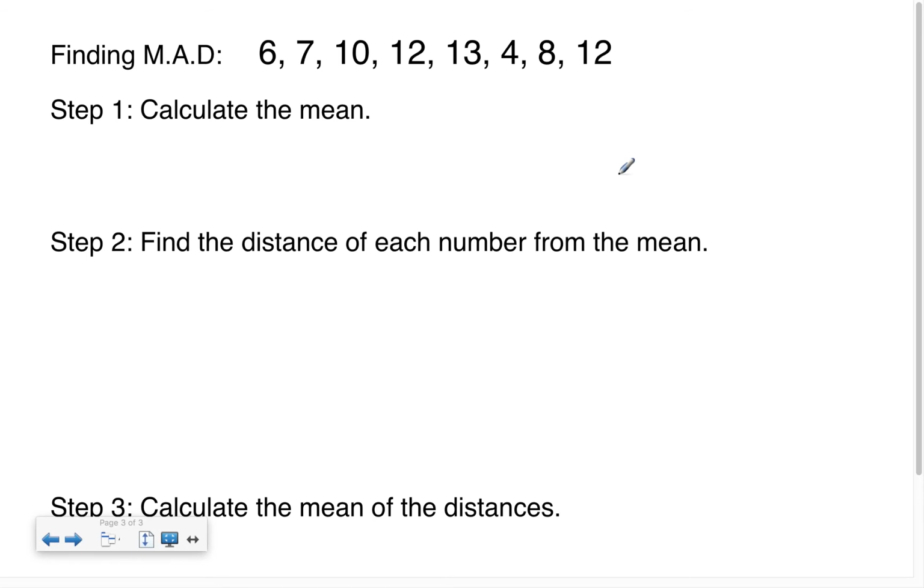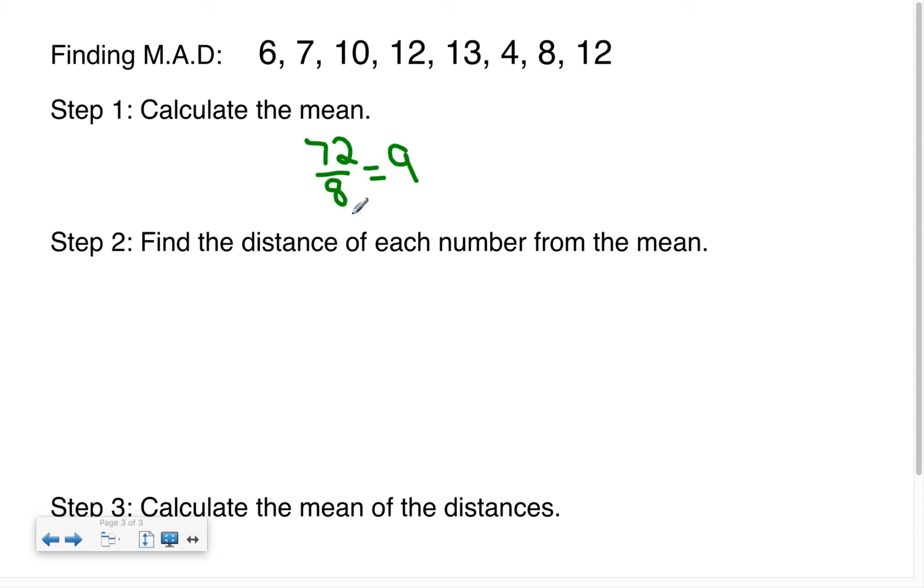So if we want to find the MAD, the mean absolute deviation, if we have 6, 7, 10, 12, 13, 4, 8, and 12. Step 1, before we find the distances between the mean and all the values, we need to find the mean. If I add 6, 7, 10, 12, 13, 4, 8, and 12, that gives me 72. 72 is not the mean, we've got to divide. We need to divide this by the number of numbers, so we have 8 numbers there. And we get 9. So our average, our mean here, is 9.